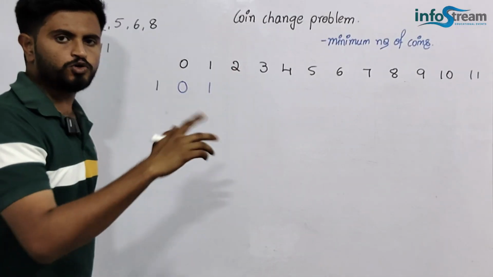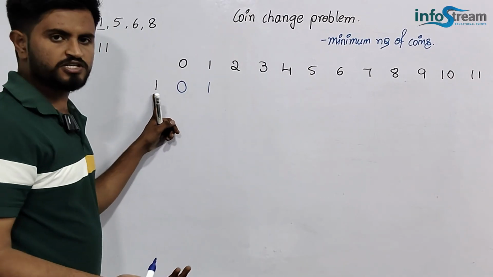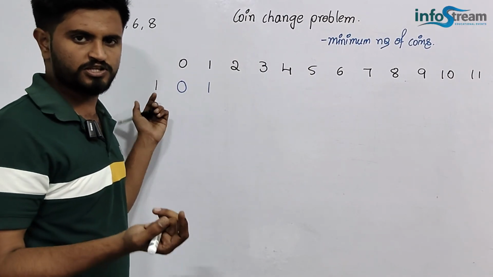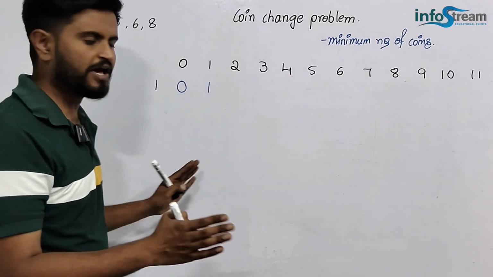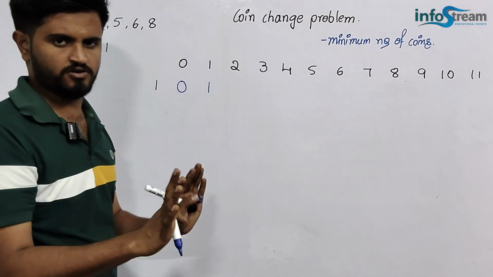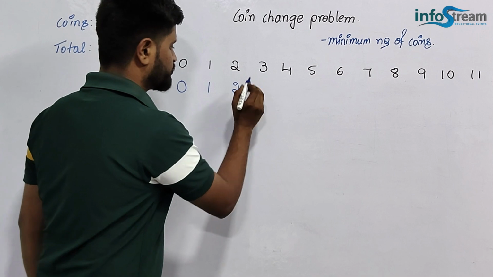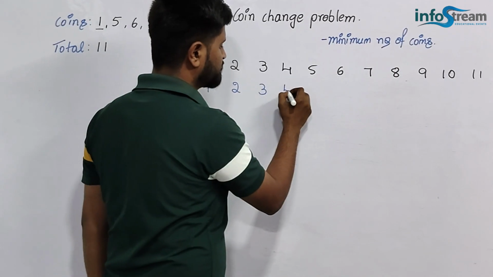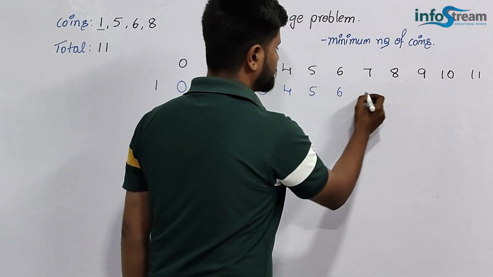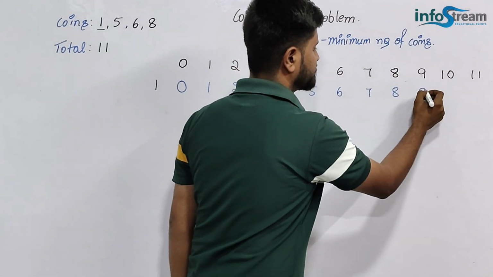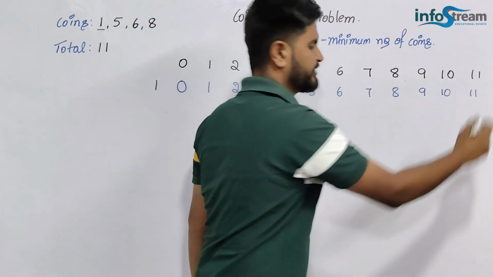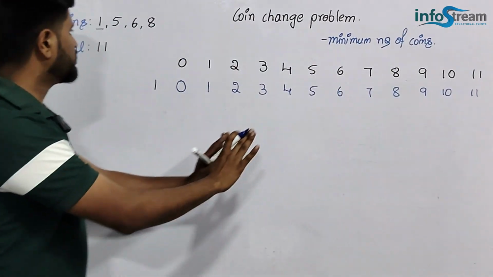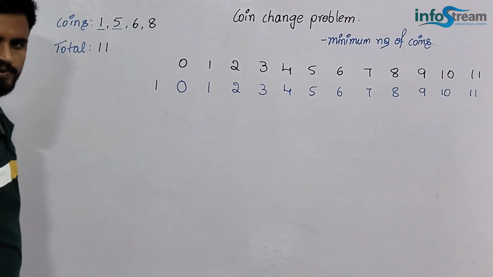Here, if I want to give 2 rupee change, I will be using only the 1 rupee coin, of which I have an unlimited supply. So I will give 2 one rupee coins. Here, to give 3 rupees, I will give 3 one rupee coins, and likewise 4, 5, 6, 7, 8, 9, 10 and 11. Now the first step is over. Now let's move on to the 5 rupee coin.